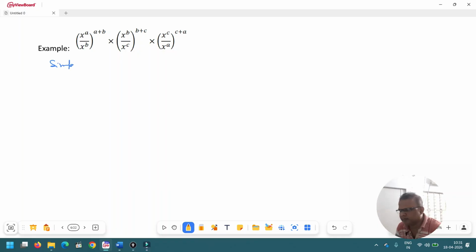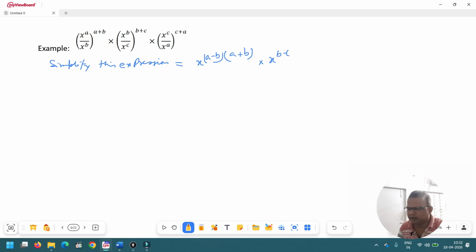Simplify this expression: x power a minus b into a plus b, into x power b minus c into b plus c, into x power c minus a into c plus a.